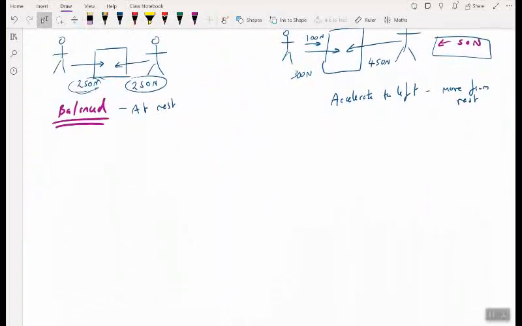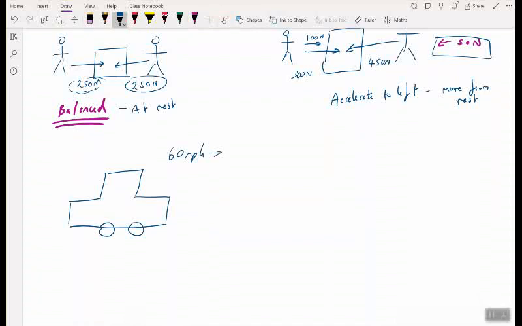So if we stay under balanced forces now, we can talk about a car. Let's use the example of a car moving on the motorway, at a constant speed of 60 miles per hour to the right. Most people often think, oh, if it's moving, it must mean that the forces are unbalanced, that there is a resultant force. And that is not accurate. That's the biggest mistake in forces at GCSE.